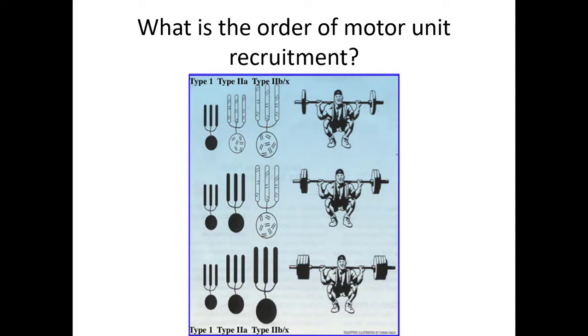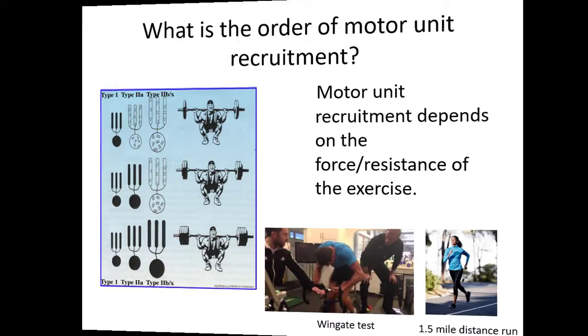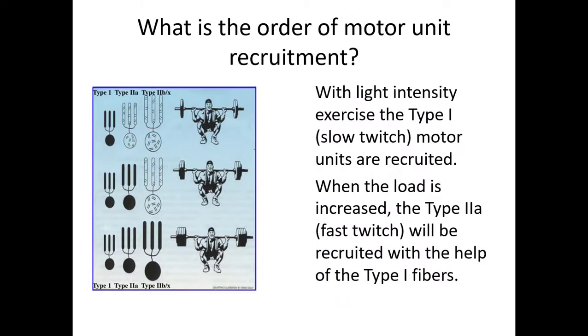What is the order of motor unit recruitment? Motor unit recruitment depends on the force and resistance of the exercise. With light intensity exercise, type 1 motor units are recruited.